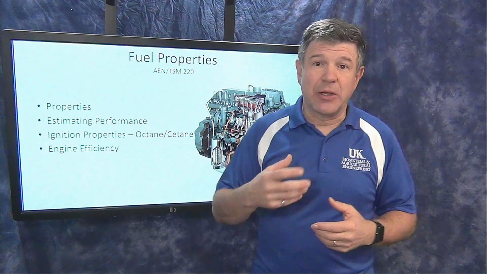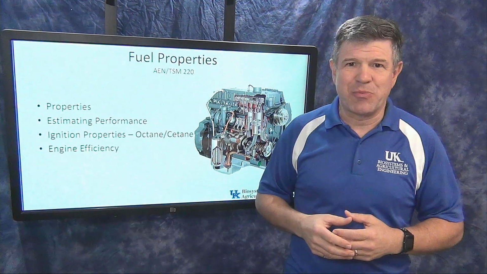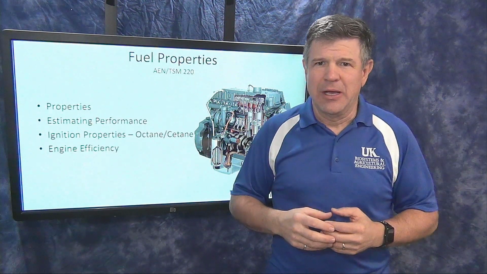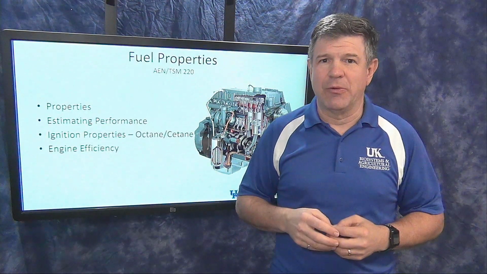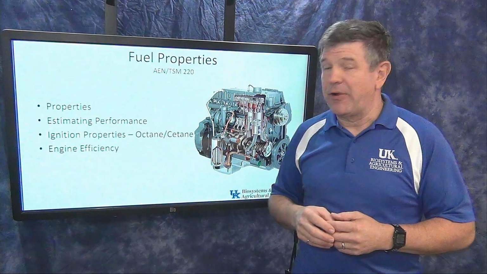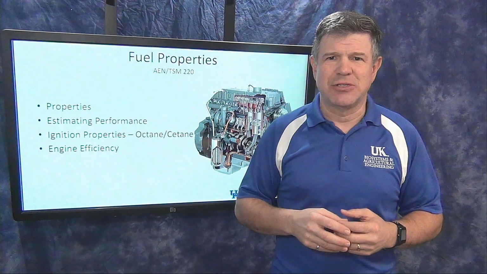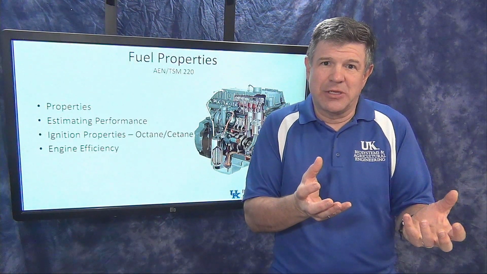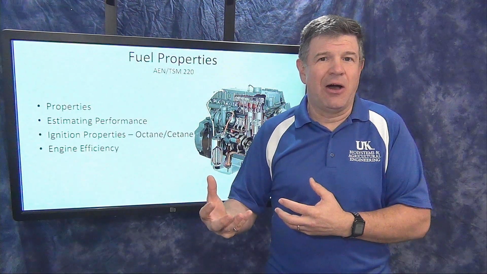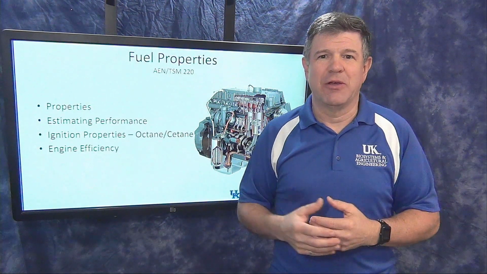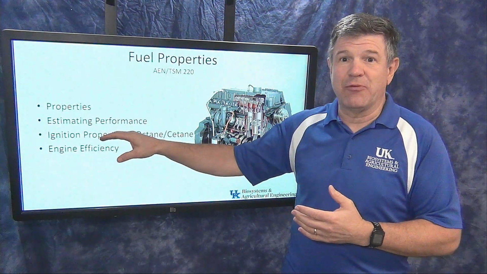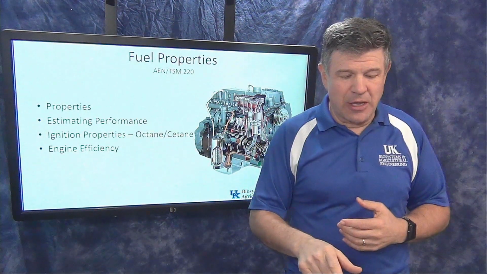And then we'll spend a little bit of time going back into those ignition properties, octane and cetane again. We've talked about those, but we're going to tear into that a little bit deeper and really make sure we understand that. And then finally, we're going to look at the efficiency of this engine, so ultimately trying to figure out how much of that fuel that goes into the engine is coming out as useful work. That's my efficiency. So that's the way we're going to tear this up into 4 sections. So let's begin looking at properties.